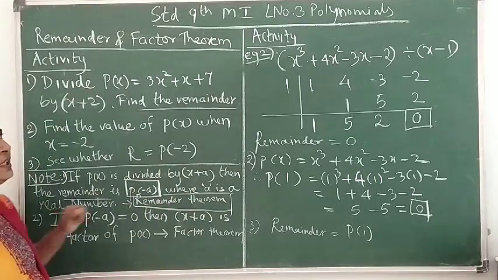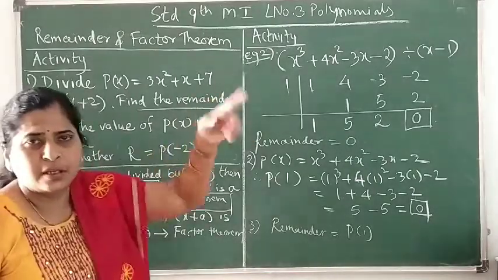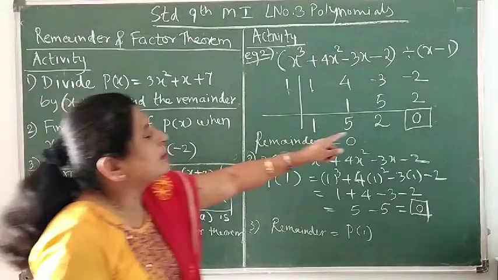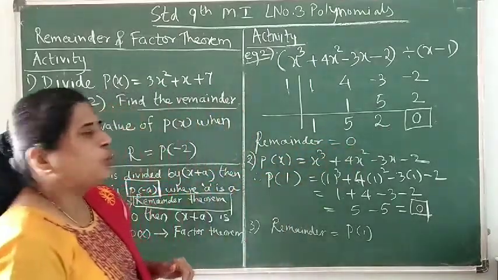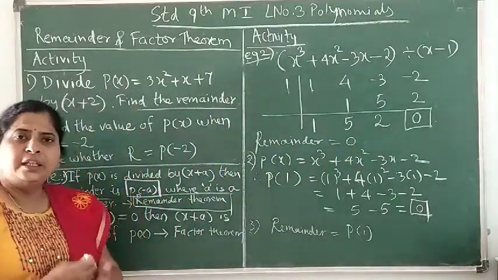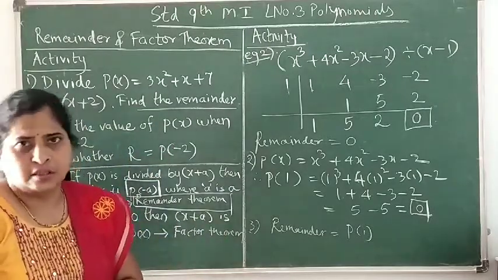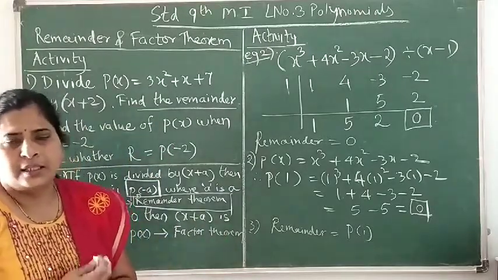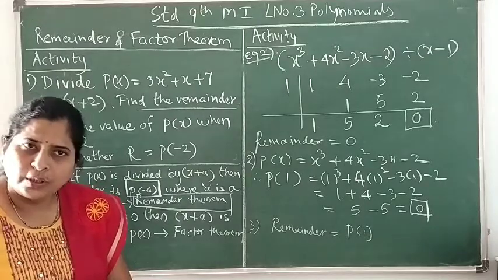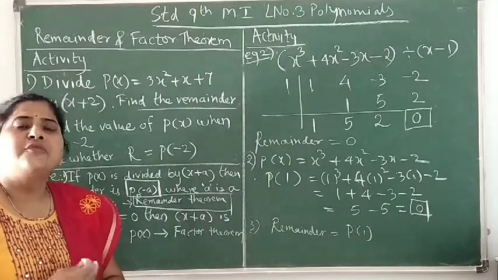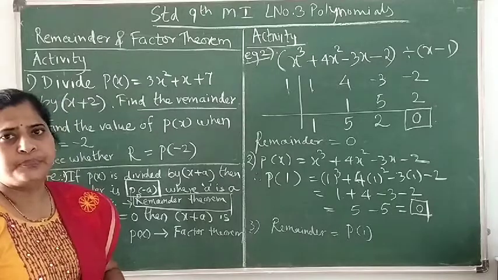Now, in the second example, the first example's remainder was 17, and the second example's remainder is 0. So what do we know if any dividend is divided by a divisor and your remainder is 0? What do we call it in that case? You know that in that case we call the divisor a factor of the dividend.